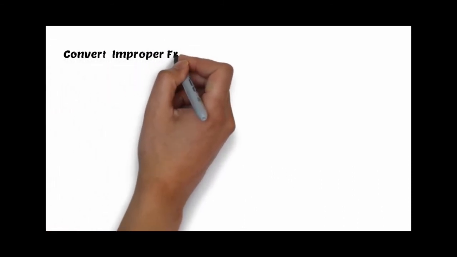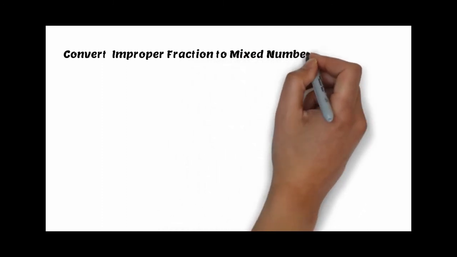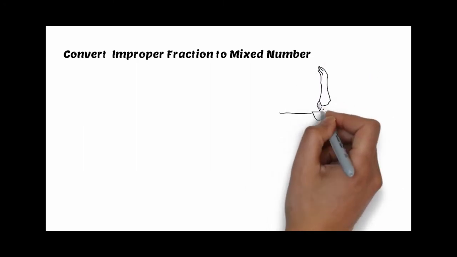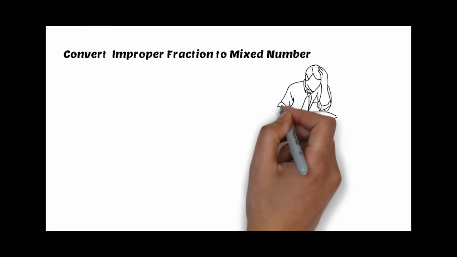So previously, we have learned how to convert a mixed number into an improper fraction. Now let's see what happens if we do it the other way around. That is, how do we convert an improper fraction into a mixed number?